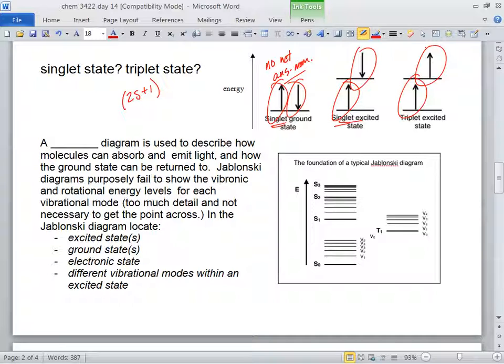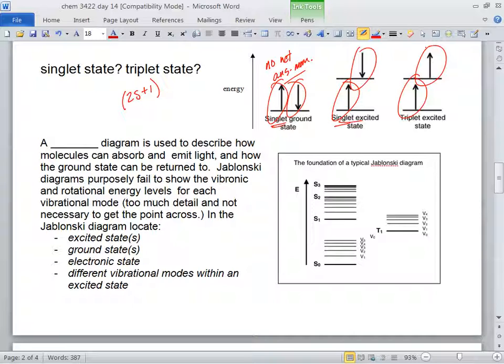A blank diagram. Jablonski, however you pronounce that. Exactly. A Jablonski diagram is used to describe how molecules can absorb and emit light and how the ground state can be returned to. We're going to get a lot of terminology out of this. Jablonski diagrams purposely fail to show the vibronic and rotational energy levels for each vibrational mode. Too much detail and not necessary to get the point across. In the Jablonski diagram, locate these things. We'll talk about the vibronic and rotational energy levels in a little bit.